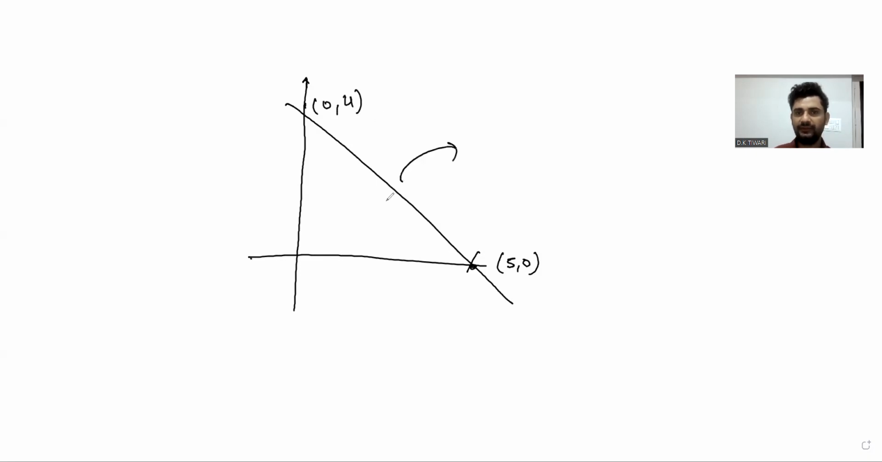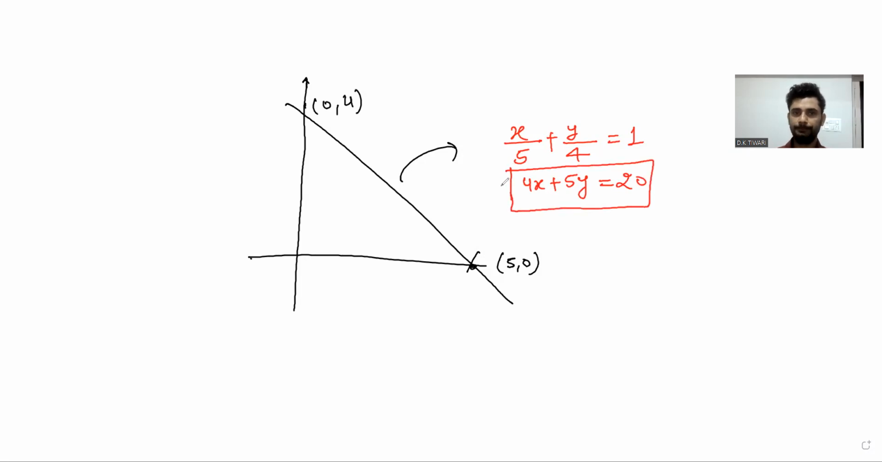So how do we write the equation? Very easy. The formula is x upon x-intercept. The x-intercept is how much? 5. Plus y upon y-intercept. What is the y-intercept? It is 4, and it is equal to 1. That is the equation of the line in intercept form. If we rearrange the terms, taking LCM, it will be 4x plus 5y is equal to 20. That is the equation of the line. Correct? Any doubt in this concept?